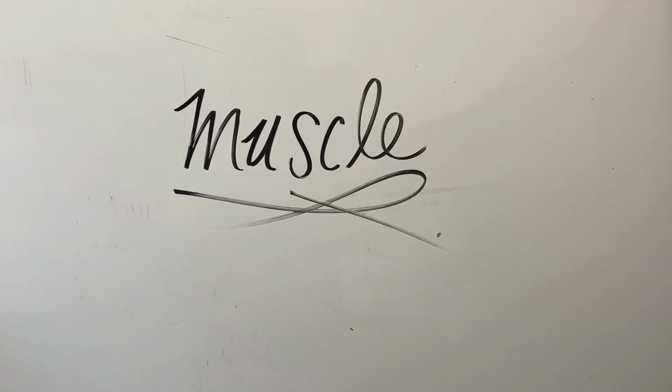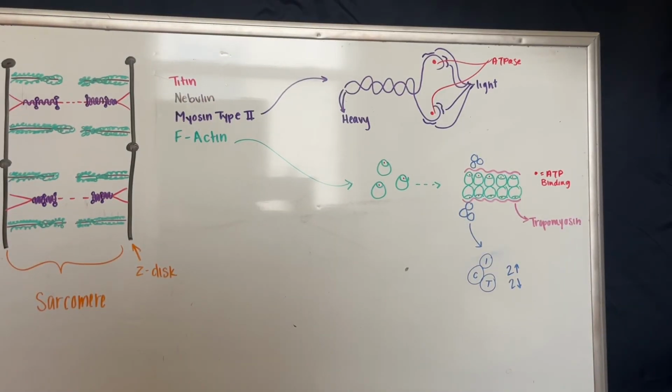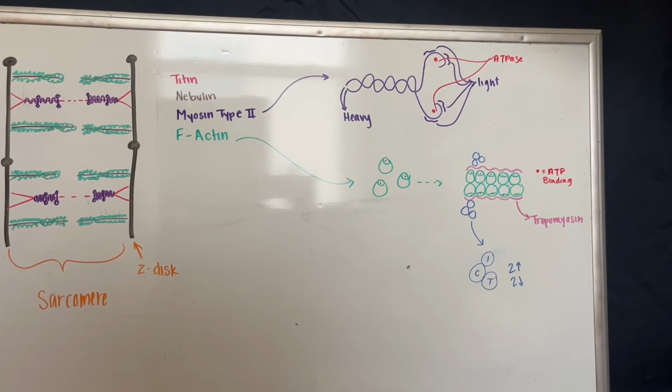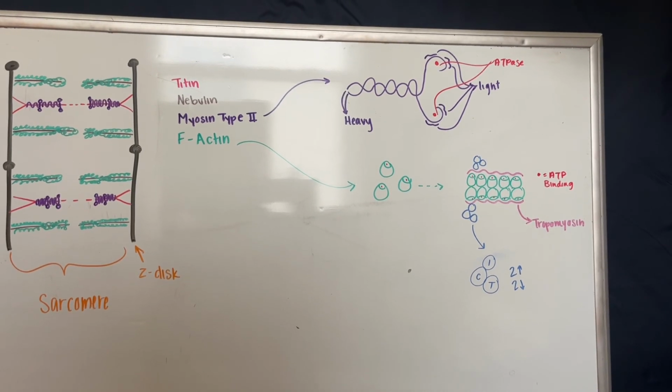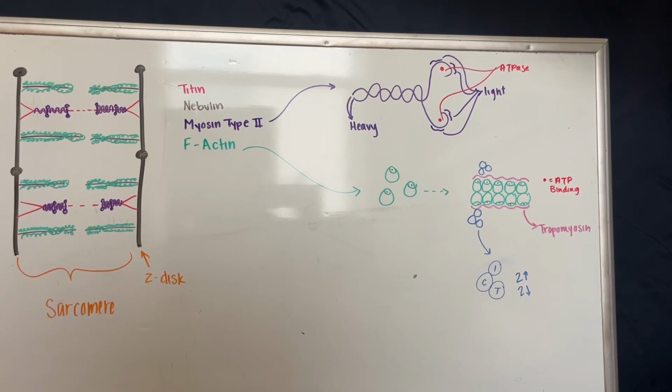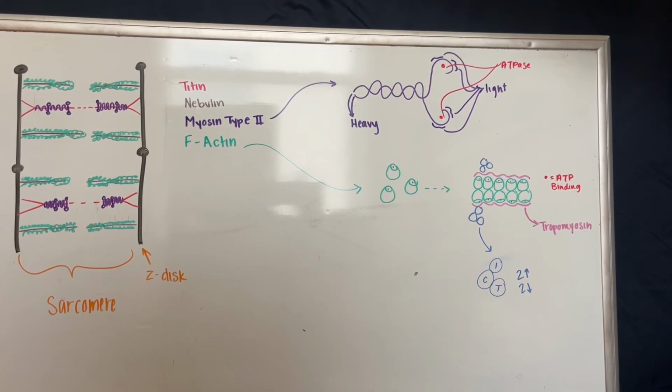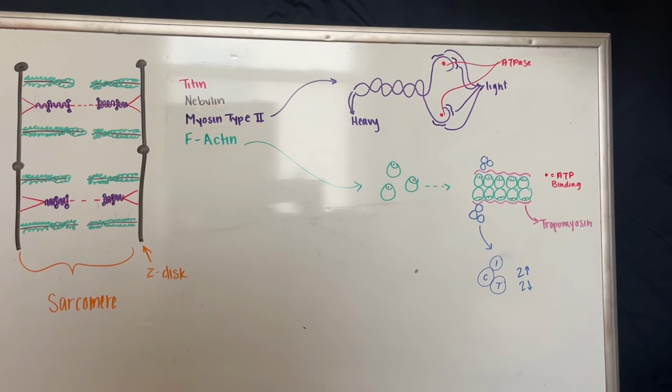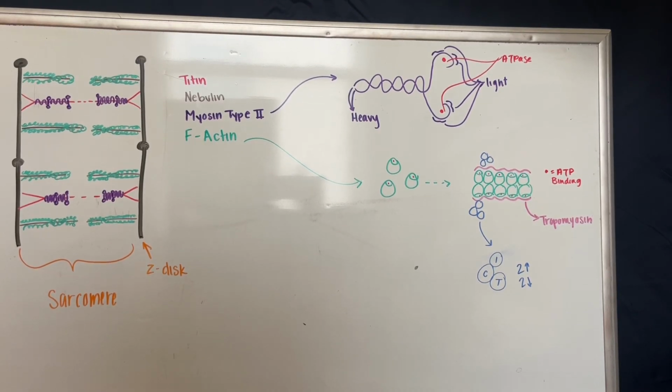In this week's video, we're going to be talking about muscle, starting with the molecular characteristics of different contractile filaments within a sarcomere. The sarcomere is the functional unit within the skeletal muscle where myofilaments are arranged. The myofilaments primarily responsible for muscle contraction are actin, myosin, and titin.